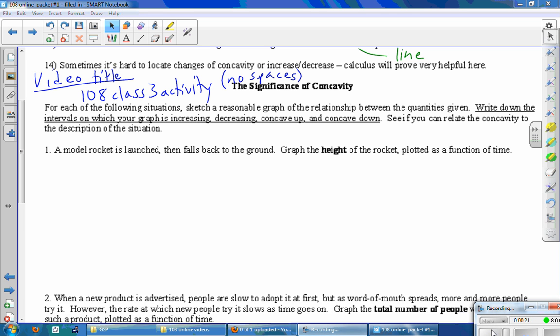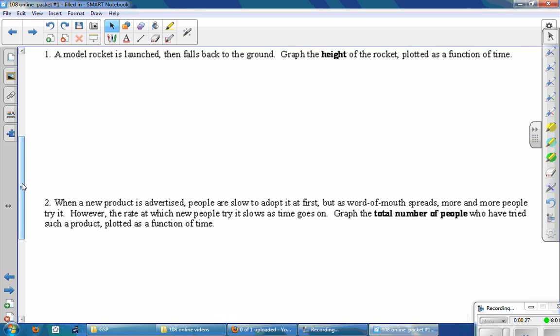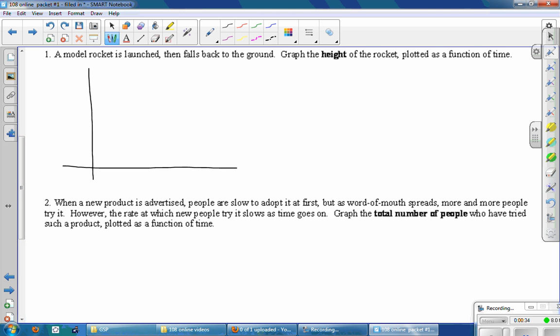1. A model rocket is launched, then falls back to the ground. Graph the height of the rocket, plotted as a function of time. Okay, so height as a function of time, that means that height is here on the vertical axis and time is on the horizontal. So presumably the rocket is starting from ground level at time t equals 0, that's here.